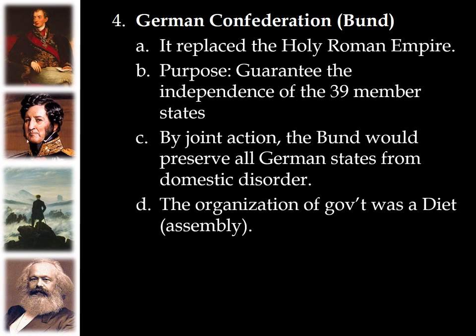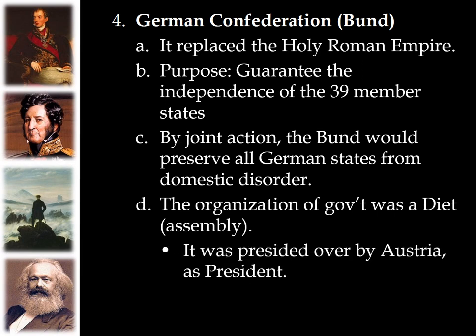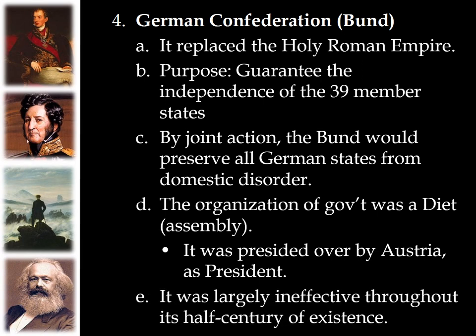The organization of government was a diet, or an assembly, and it was presided over by Austria as president. So Austria was actually part of the diet that was the German Confederation. Austria was the big mover and shaker in the German Confederation. It was largely ineffective, however, throughout its half century of existence. As we will see, the German nationals that have been pushed underground will not be completely silenced forever. And we'll talk more about how that bubbles up, especially during the 1848 revolutions and then beyond.